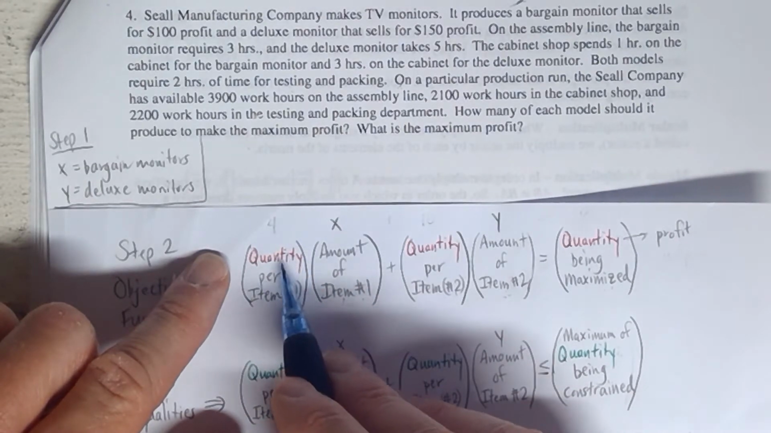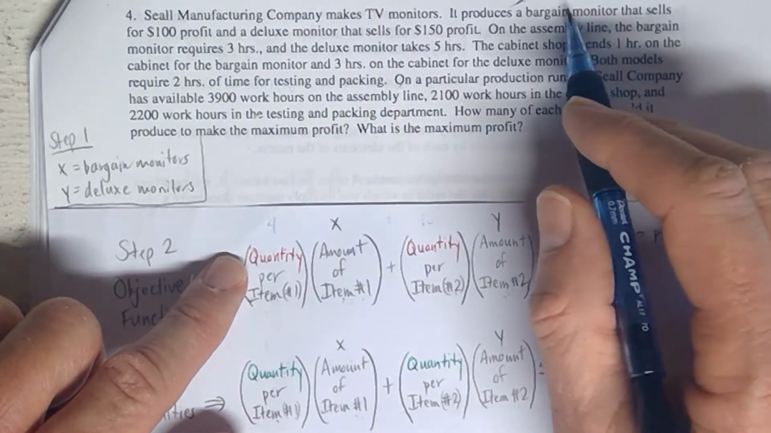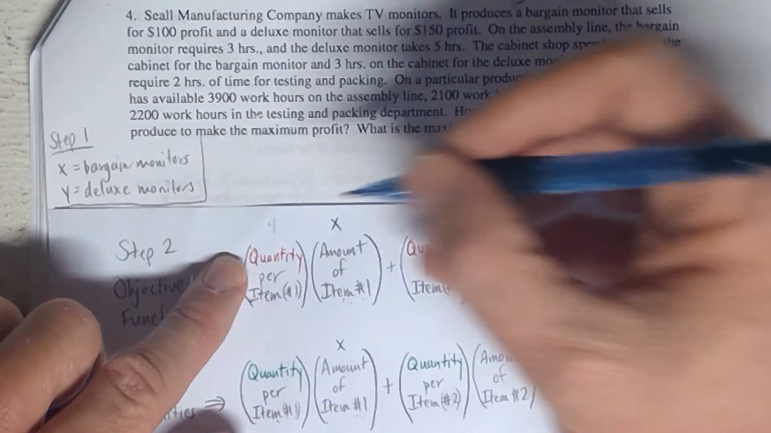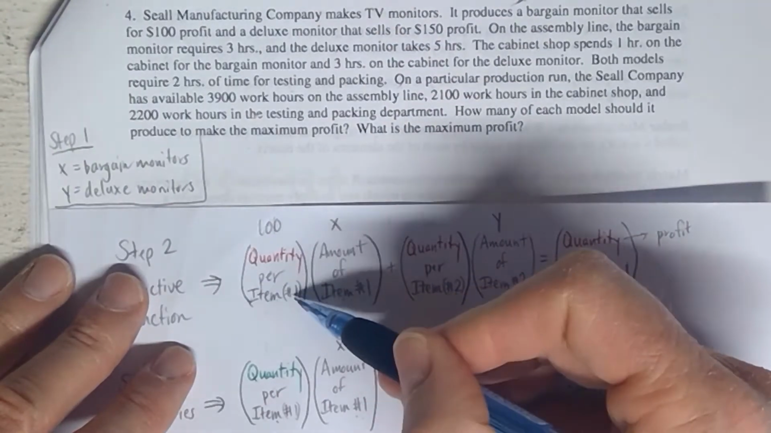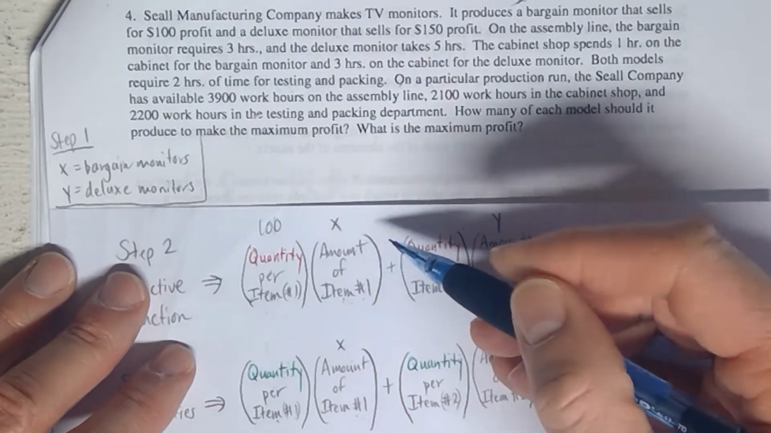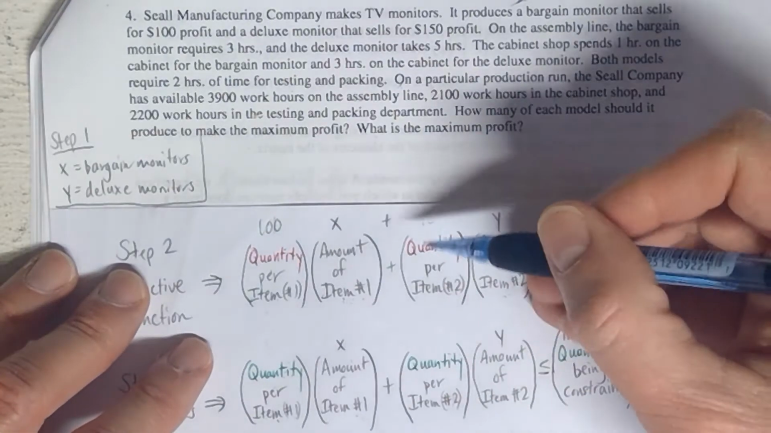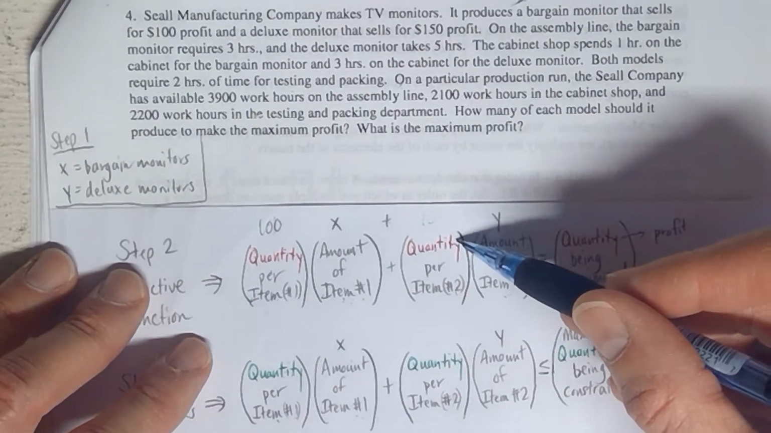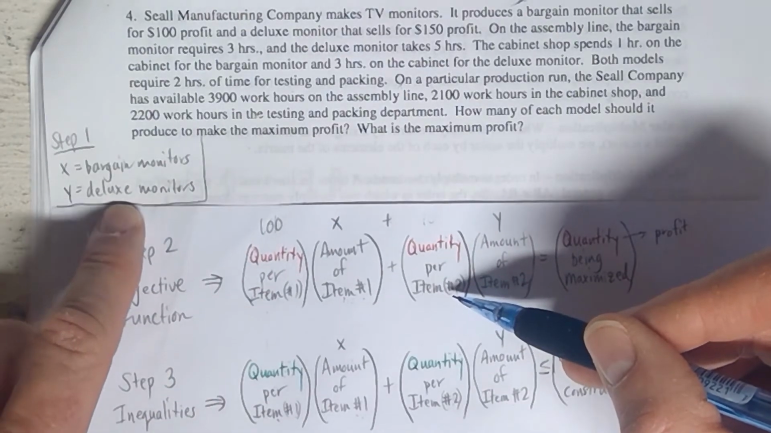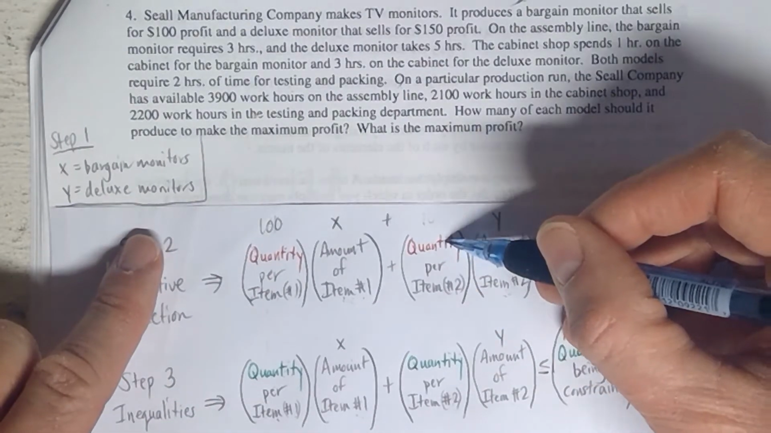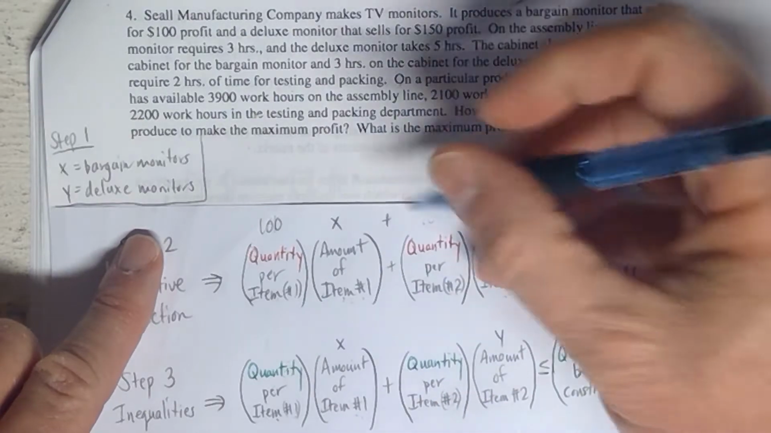Do we know the profit per every bargain monitor? We sure do. It says right here, a bargain monitor gives you $100 profit. So we're going to put 100 right here. That's the profit per bargain monitor. Put that plus right there again. Just bring that up. And then here, again, the red thing is profit. So this is the profit per. And then the second item was the deluxe monitors. So what is the profit per deluxe monitor? It is $150.